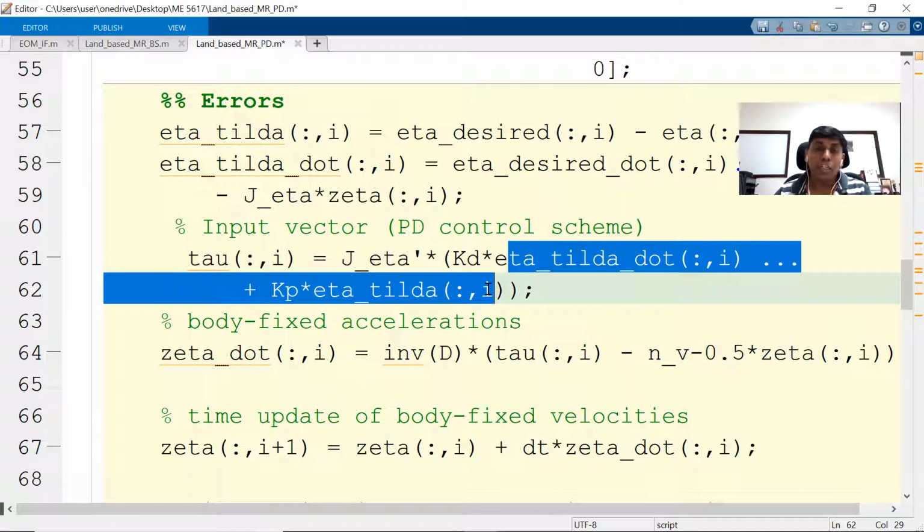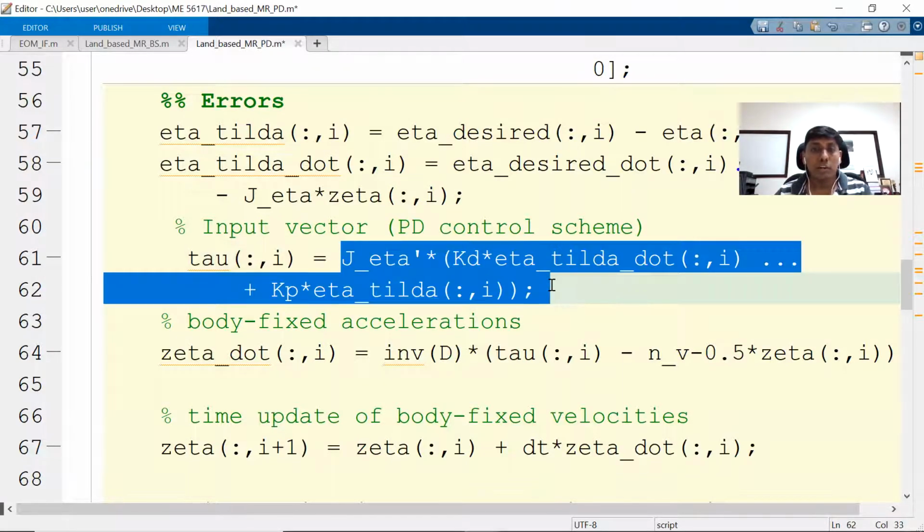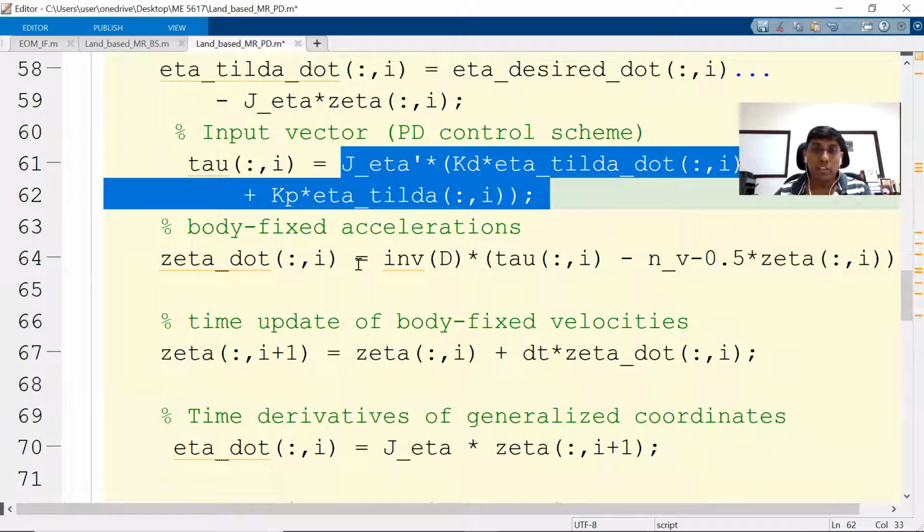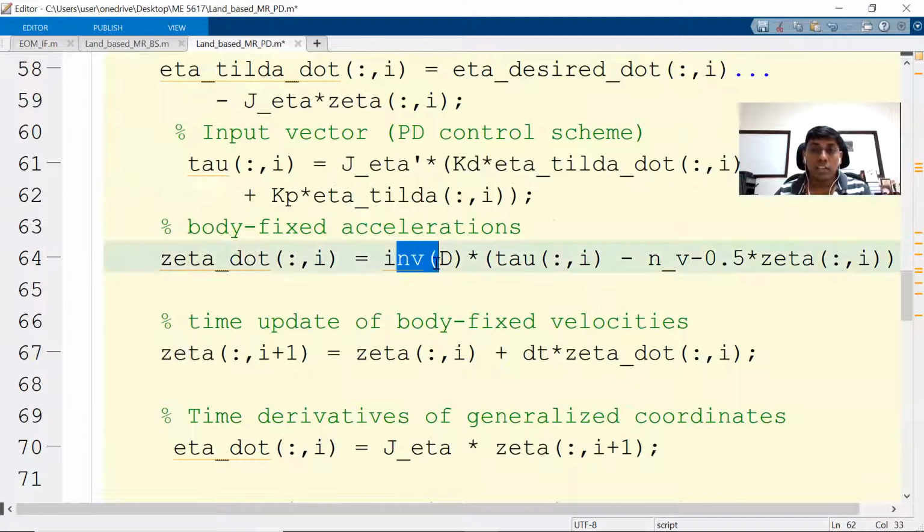In order to convert from the inertial frame into the body frame, the forces and moments need to be converted into body. So J transpose will come into the picture. This is what we have obtained. Once you obtain that, you go for the body-fixed acceleration, which is D inverse into tau minus NV.